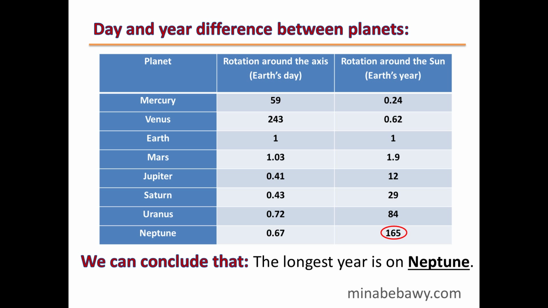The longest year is on Neptune. 1 year on Neptune is equivalent to 165 years on Earth. The shortest year is on Mercury. 1 year on Mercury is equivalent to 0.24 years on Earth.